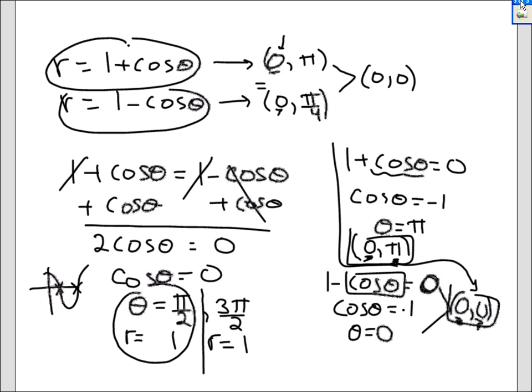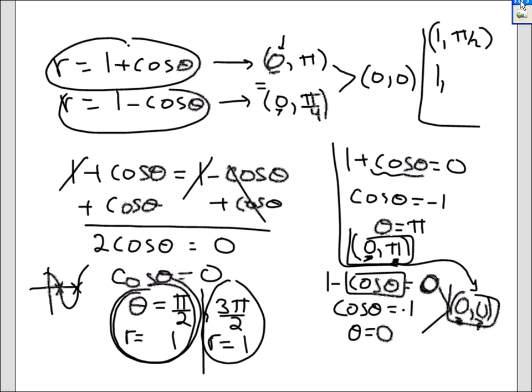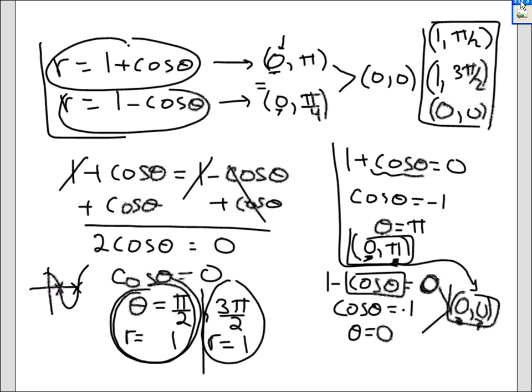So the 3 points, which I'll put up here, are 1 pi over 2, r comma theta. The other point is 1 comma 3 pi over 2. It's just a coincidence that they're both 1s for r. And the last one is 0, 0. These are the 3 points of intersection of these two graphs.